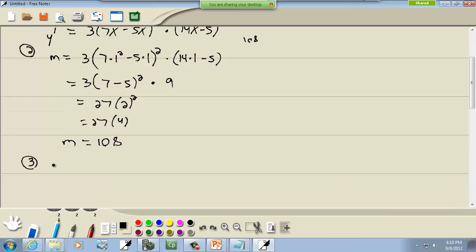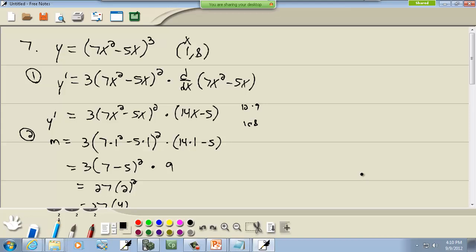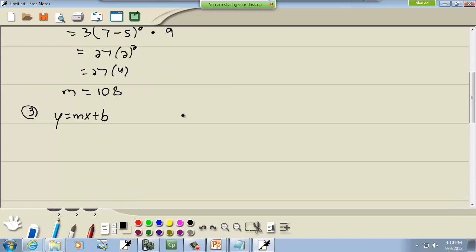Well, step 3. We want to plug in the given point for x and y and the m we just found, and then solve for b. Well, let's scroll up. This is x, and this is y. So put 8 in for y and 1 in for x. So we got 8. M was 108, and x is 1, plus b. Then we want to solve for b. So 108 times 1 is 108. Take the 108 over the left side, becomes negative 108. Subtract those, and we get negative 100.